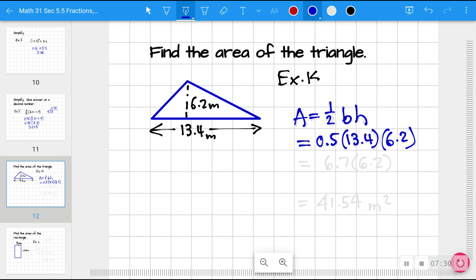Now we just multiply straight across from left to right. The first two numbers multiply to give 6.7. And finally, we multiply by that remaining number, the 6.2, and you end up with 41.54. And that area, since the lengths are in meters, the area is in square meters. Be sure not to read that backwards. It's square meters, not meters squared.